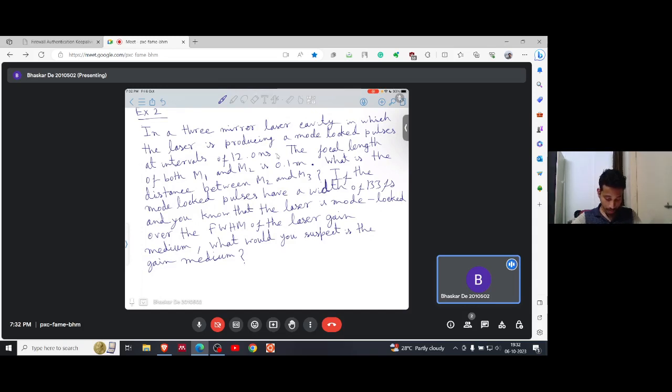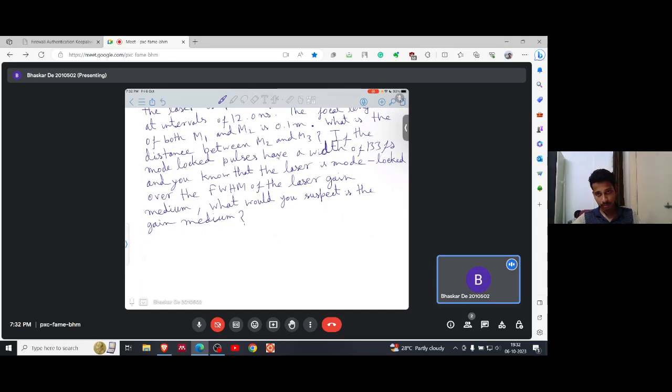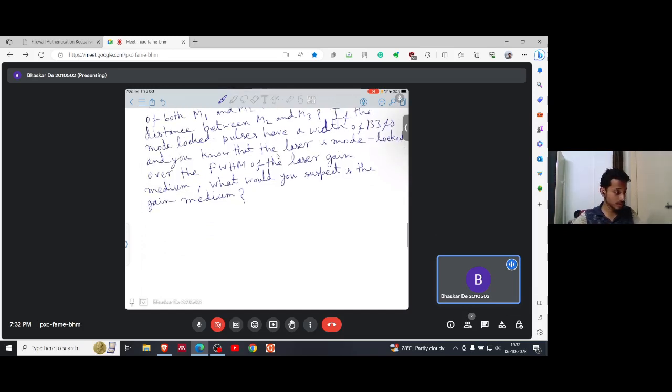and you know that the laser is mode locked over the FWHM of the laser gain medium, what would you suspect is the gain? So here it is a very intuitive question, that from the given information we have to identify the material, which is relatively intuitive because you need to remember the evaluation of all the material, which is next to impossible.